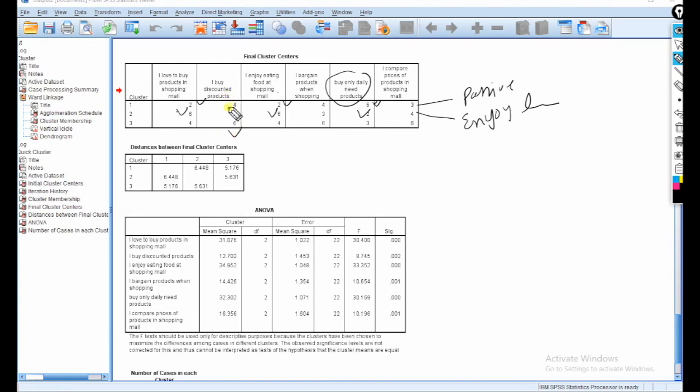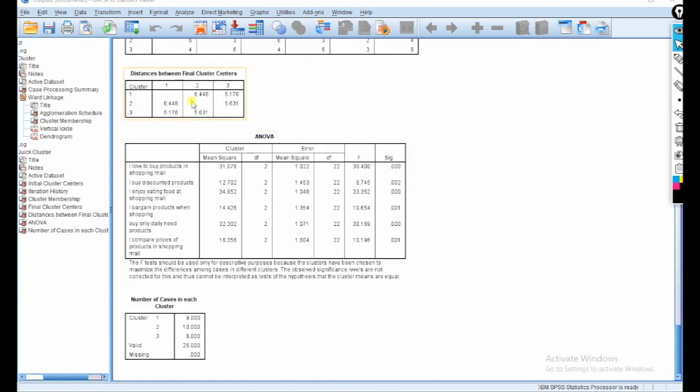And the third has a high value on the question, I buy discounted product. These people buy discounted products in the shopping mall, they bargain for the product, and they compare prices. So we can give the name of this cluster: economical buyer. So you can give a name according to your opinion. It's the researcher's choice to give the name of each cluster.